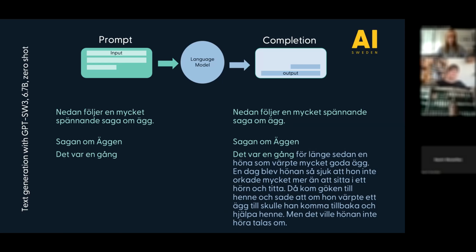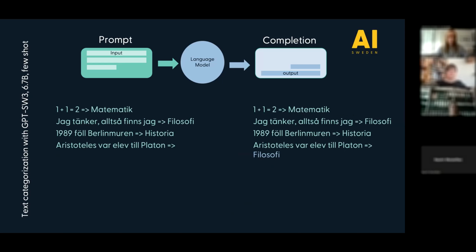And then you see the model continued this prompt, the input, based on the principle of predicting the next word in the sequence. Another example of what you can already do with these pre-trained models is use them for very simple classification tasks. In this case, we provided a few examples. So for example, 1 + 1 is 2 belongs to the domain of math, and so on. And then we have the model continue the completion of the task.